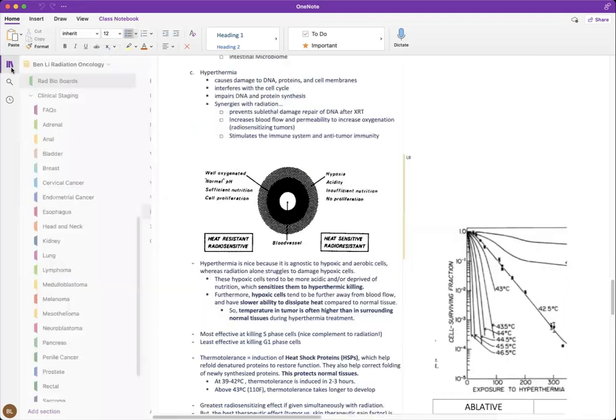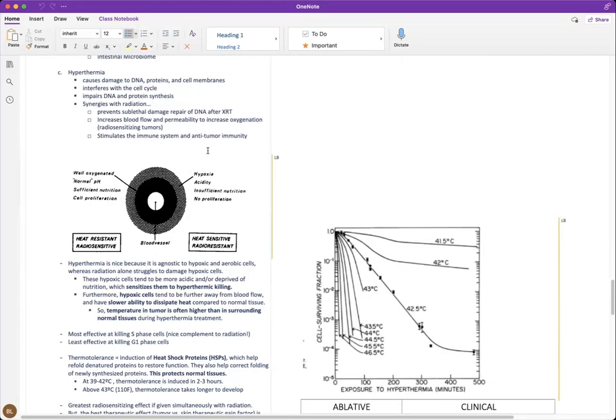Hyperthermia. Let's see. This is also high yield. Special thanks to Chris from our department who helped me with some of my hyperthermia notes.